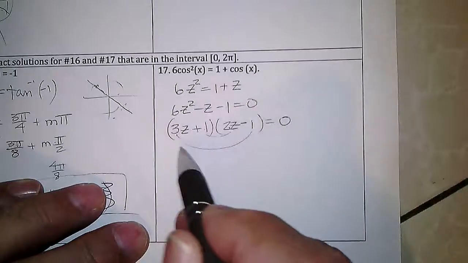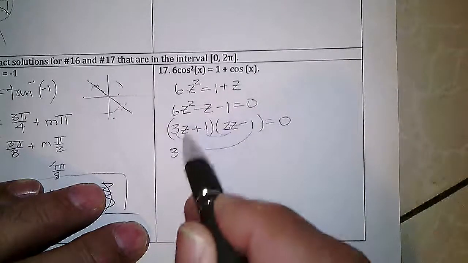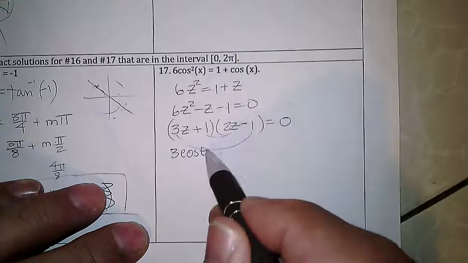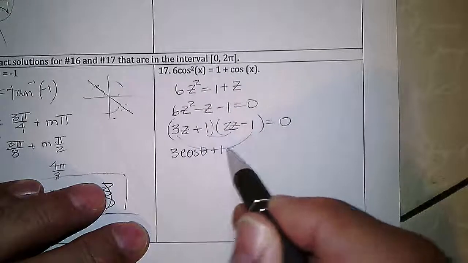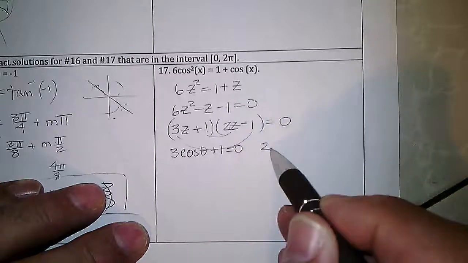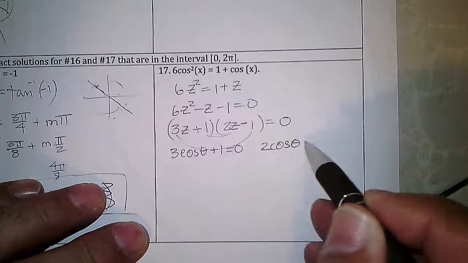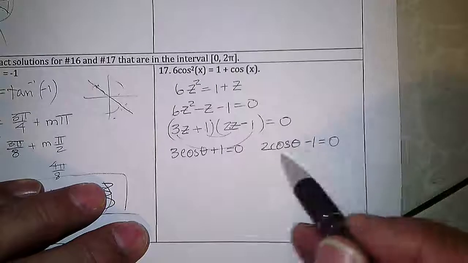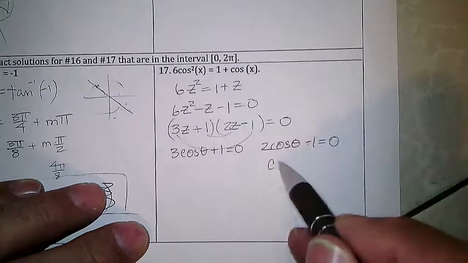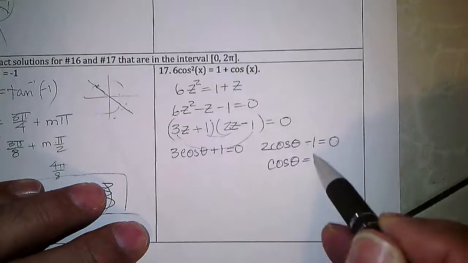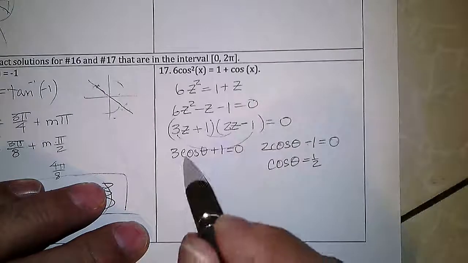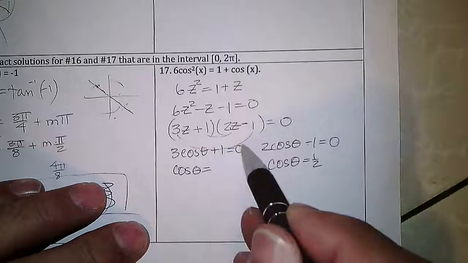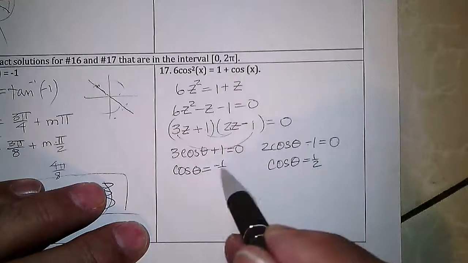So I set these equal to 0, and I get 3, and z stood for the cosine. Cosine theta plus 1 equals 0, or 2 cosine theta minus 1 equals 0. I solve this. Add 1, divide by 2, and I get the cosine of theta equals 1/2. Here I get the cosine of theta equals minus 1 divided by 3, minus 1/3.